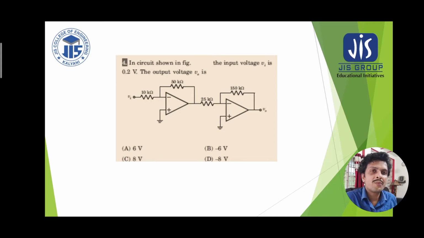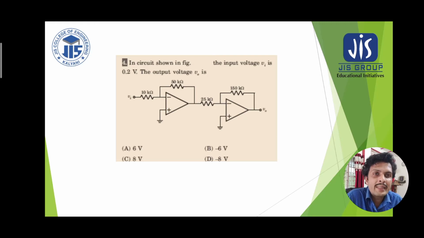And this is the fourth question, where it is showing that two successive inverting amplifiers are connected through 25 kilo ohm, and this problem shows that the input voltage is 0.2 volt. So 0.2 volt applied to the 10 kilo ohm resistor will produce a current of 0.2 by 10, as the inverting terminal is at 0 voltage due to the virtual short circuit.